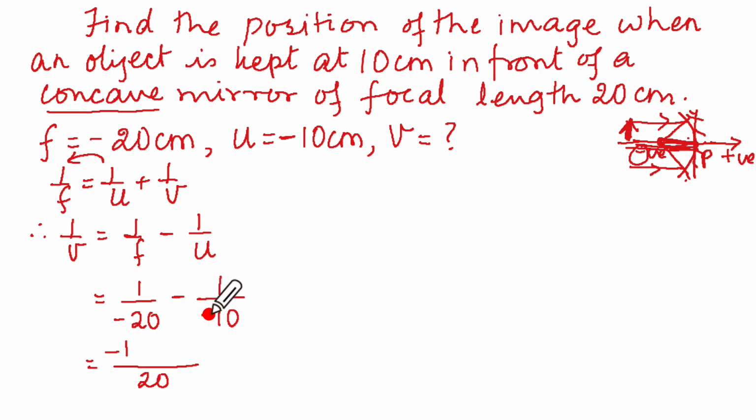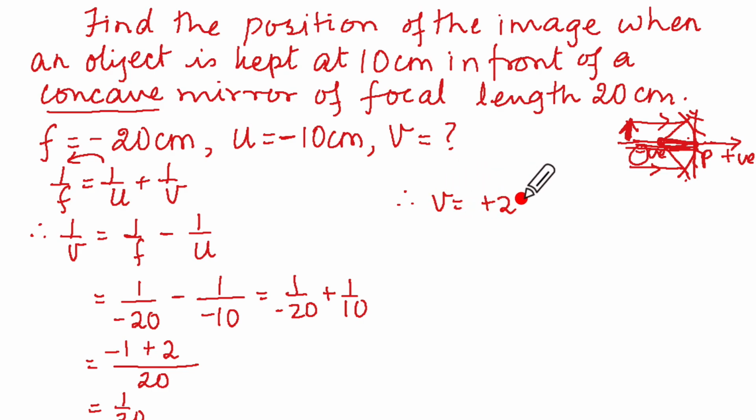This will become positive. Let me just write it this way, so it's easier for you. And 10 goes twice, so plus 10 twos are 20, so 2 here. That will give us 1 upon 20 with the positive sign, correct? So therefore v will be equal to plus 20.